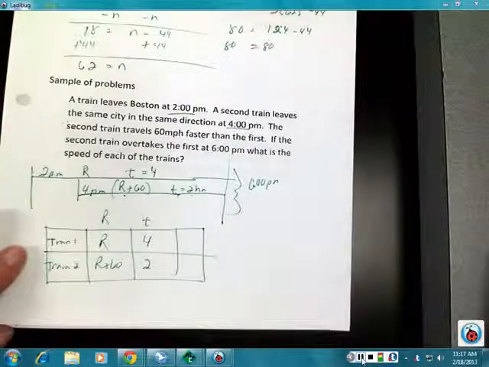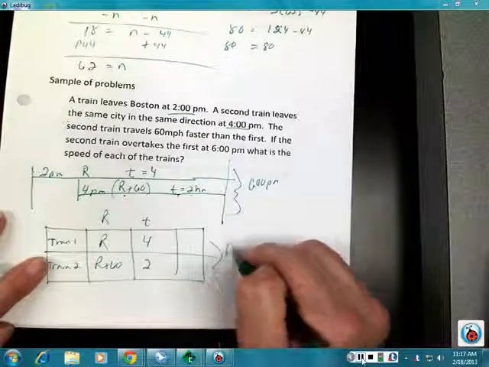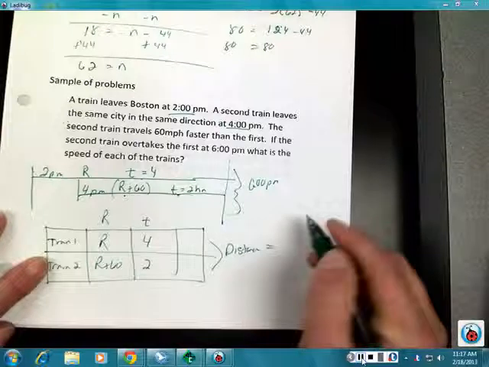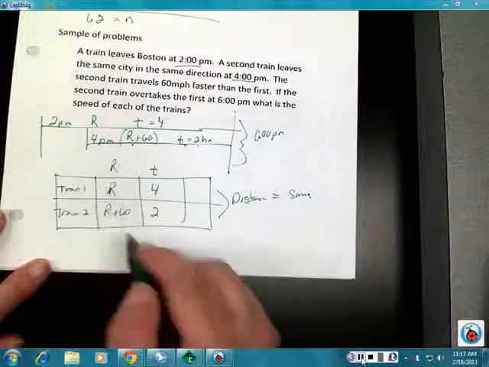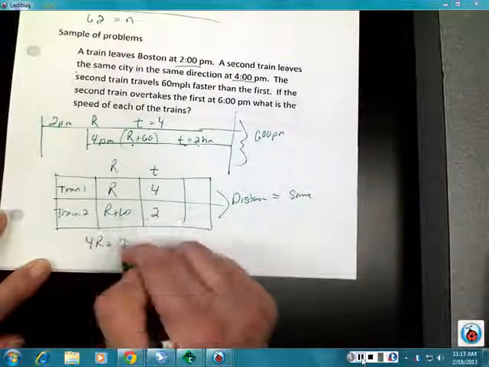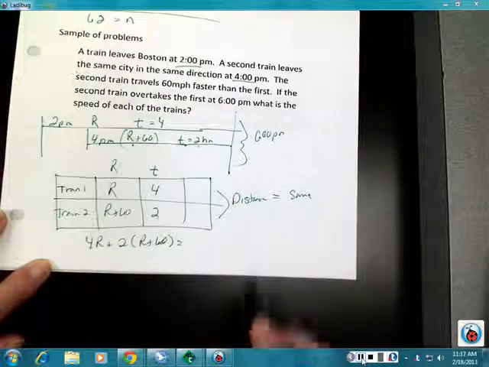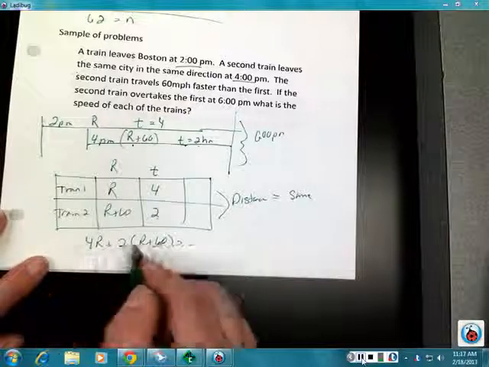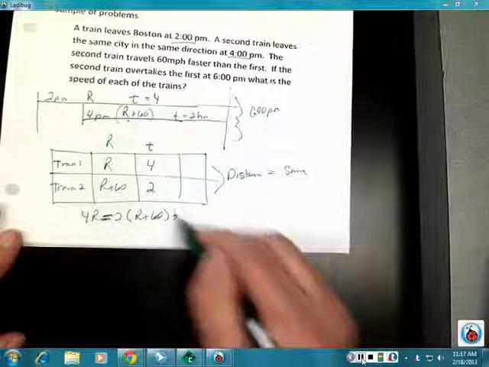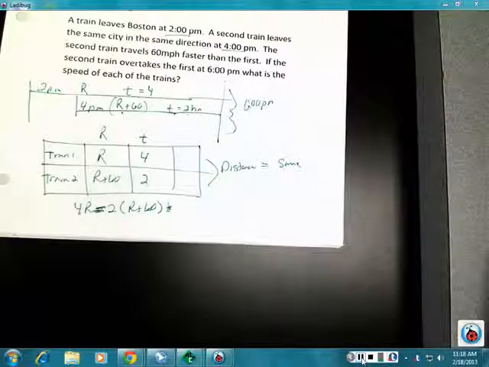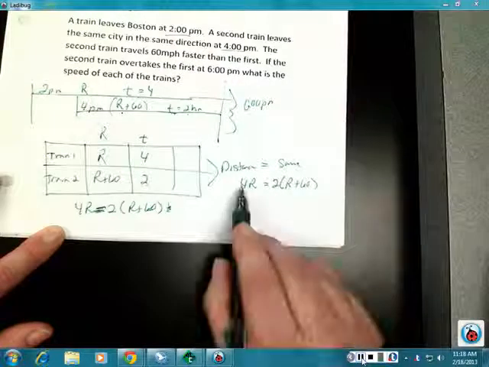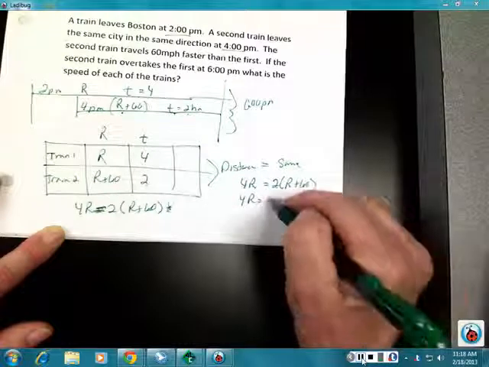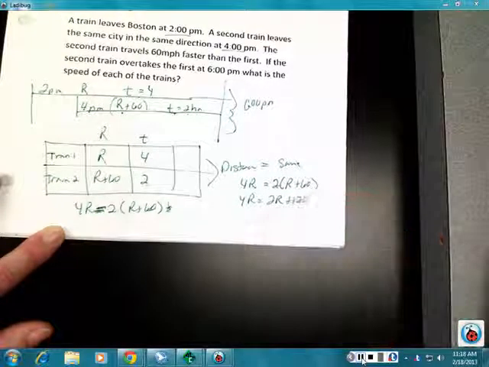And what do we know about the distance? Are they on the same track? They're leaving from the same station, heading in the same direction. Hopefully they're not on the same track. But the distance is the same. So what that means is both of these can be set equal to each other for distance. R times 4 is 4R, plus 2 times R plus 60, end up equaling each other because they are both traveling the same distance from the train station. So my equation is 4R is equal to 2 times R plus 60. So 4R, 2 times R is 2R, 2 times 60 is 120.